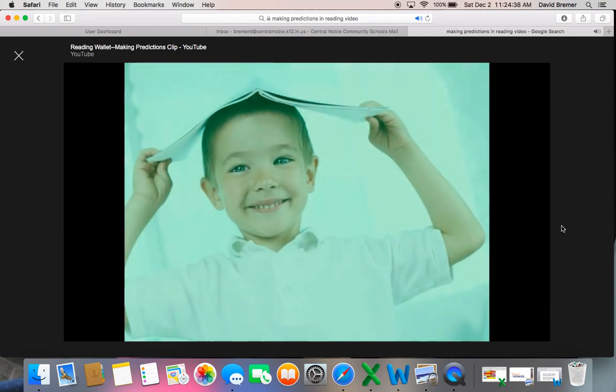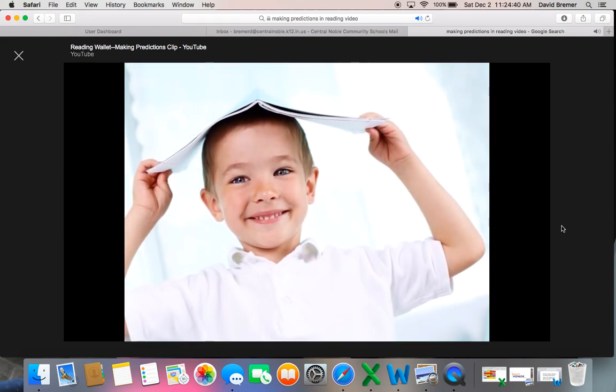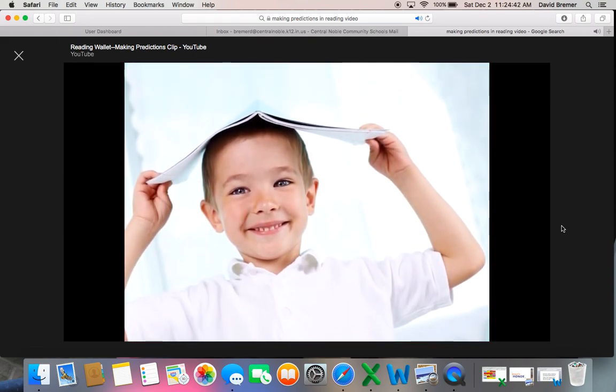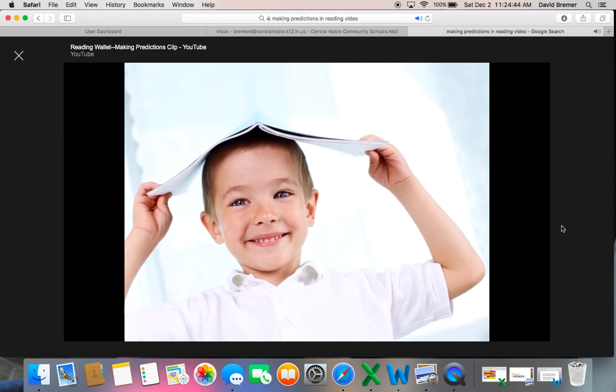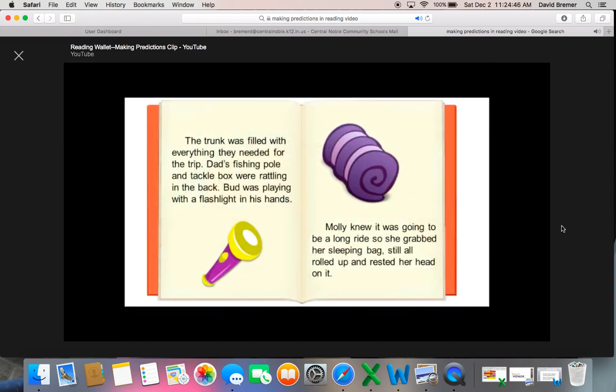Making predictions in a story is fun, but did you know that it's okay to sometimes change your prediction? Let's keep reading. The trunk was filled with everything they needed for the trip. Dad's fishing pole and tackle box were rattling in the back. Bud was playing with a flashlight in his hands. Molly knew it was going to be a long ride, so she grabbed her sleeping bag, still all rolled up, and rested her head on it.